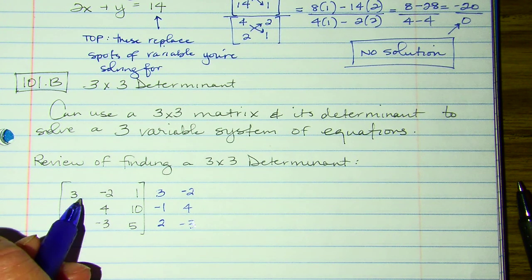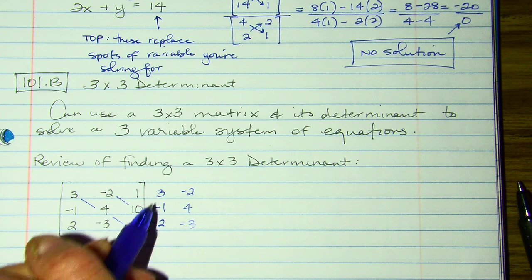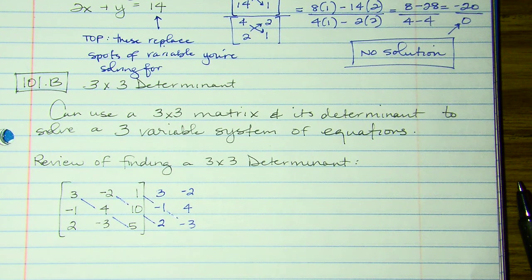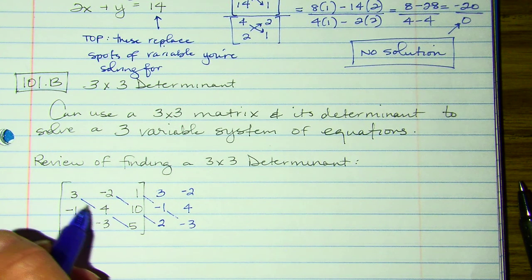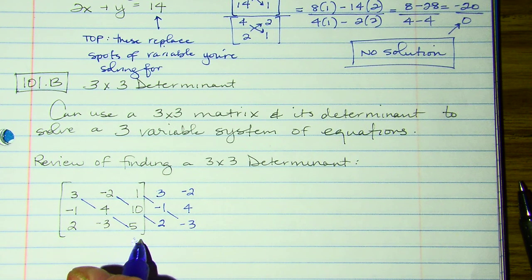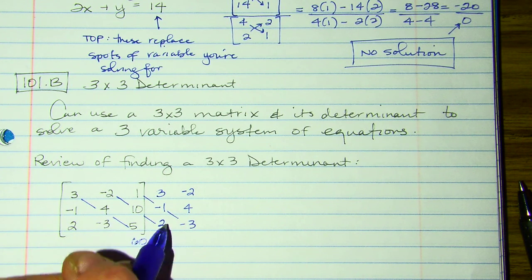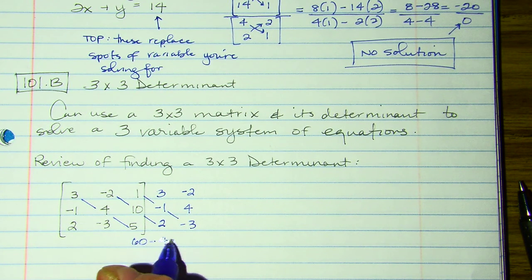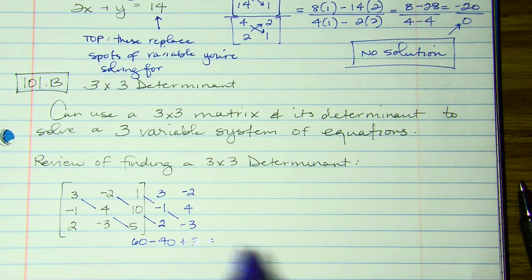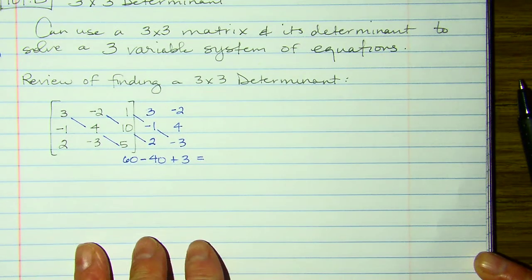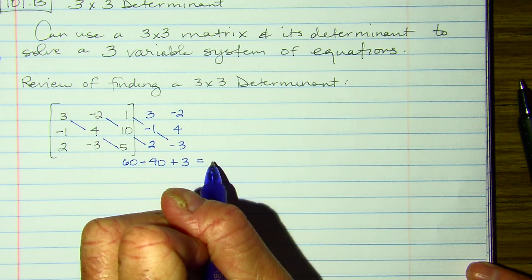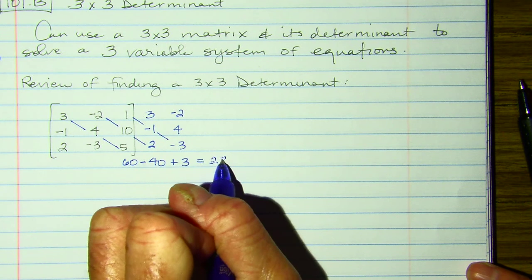Then you're going to find the product of your bottom diagonals and then our top diagonals. So the product 3 times 4 times 5 is 60. Negative 2 times 10 times 2 is negative 40. 1 times negative 1 times 3 is 3. And then you find their sum, which in this case, 60 minus 40 plus 3 is 23.